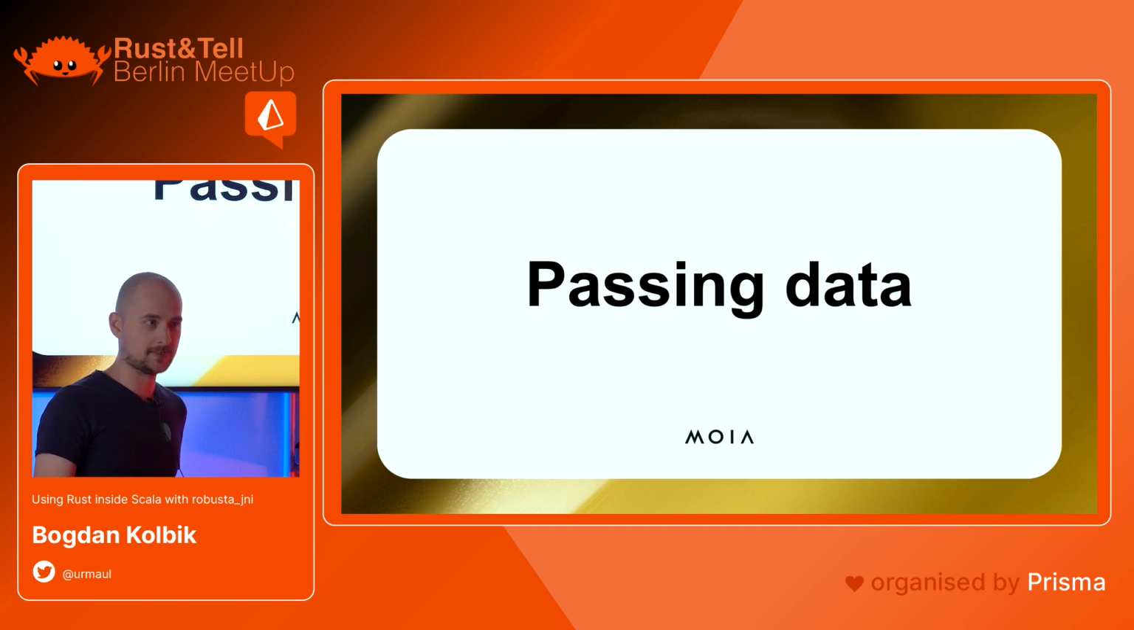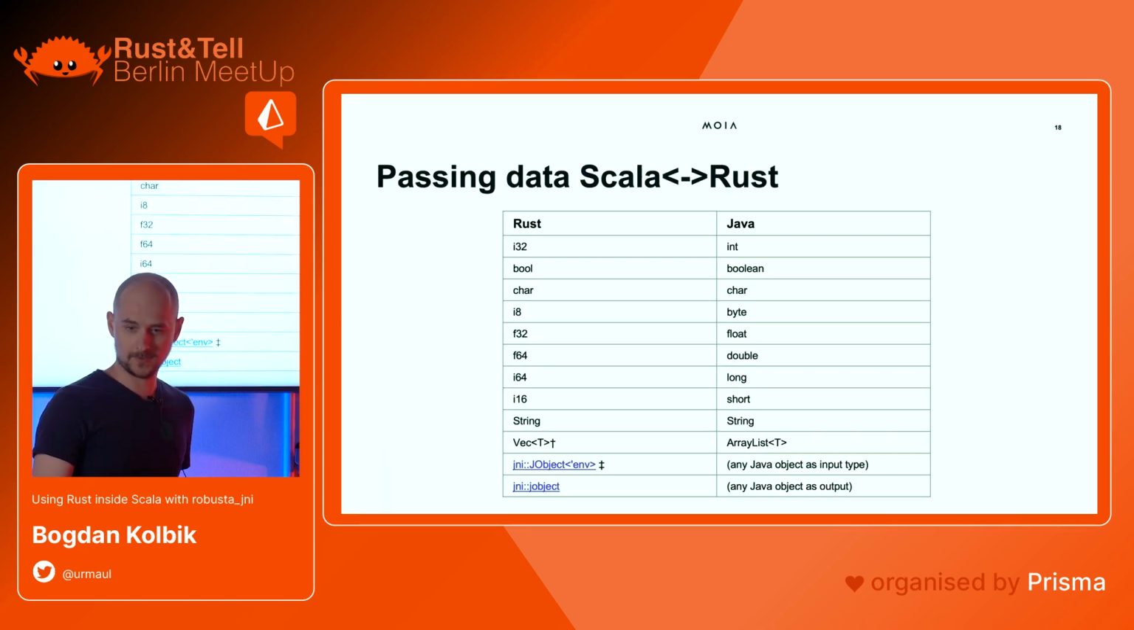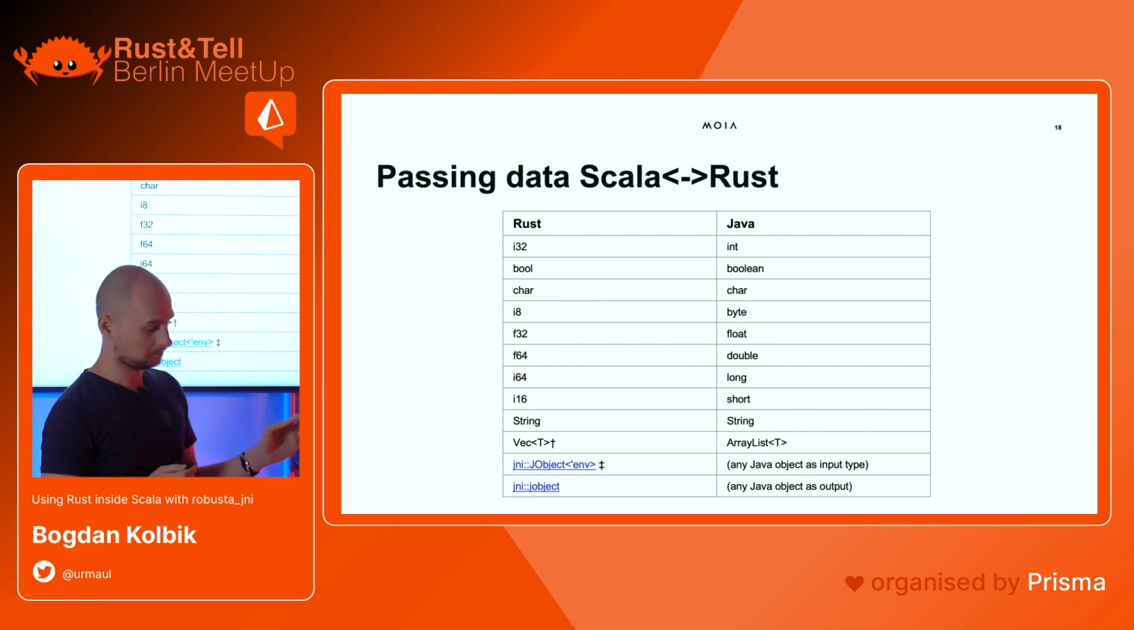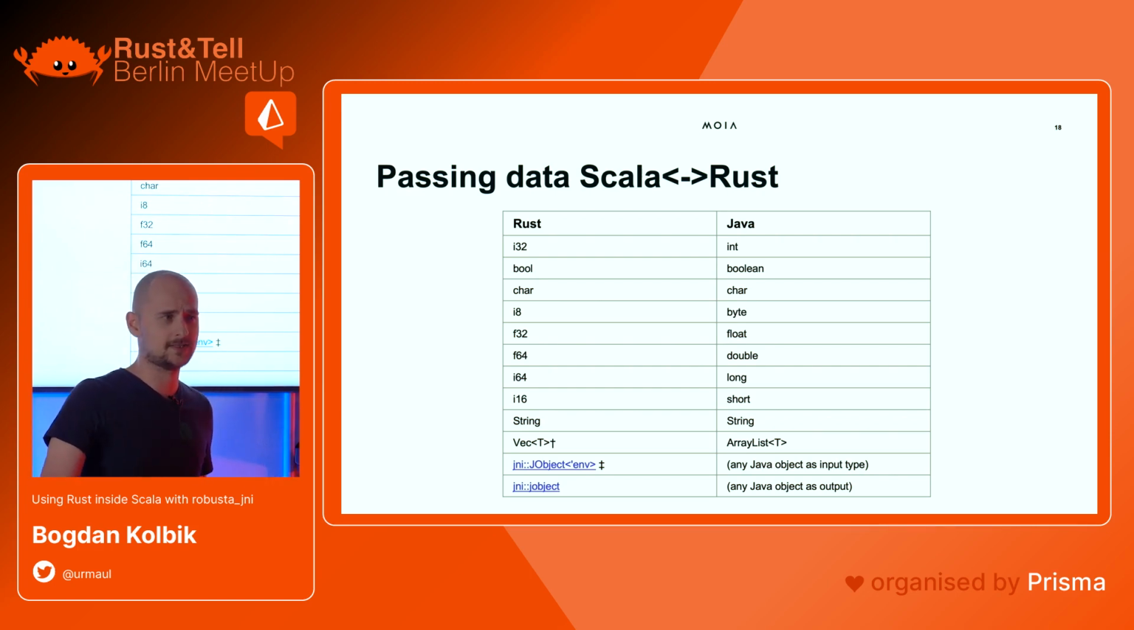Next thing is passing data. Here's a mapping chart. How can we turn Rust and Java types into each other? Robusta JNI also does something with objects, but we have a huge structure with arrays and enums inside, and it's nested, and doing this mapping would be quite a tedious task. And then we need to do everything again for the response.